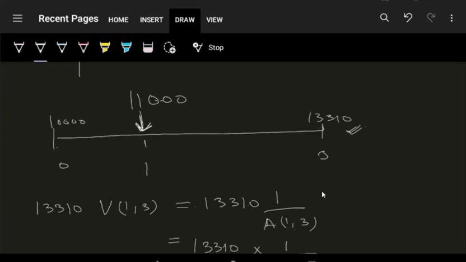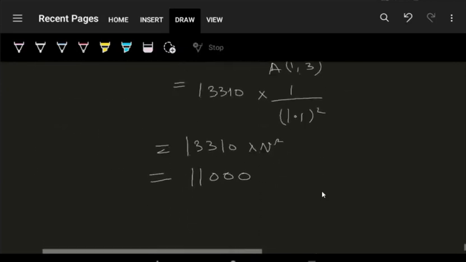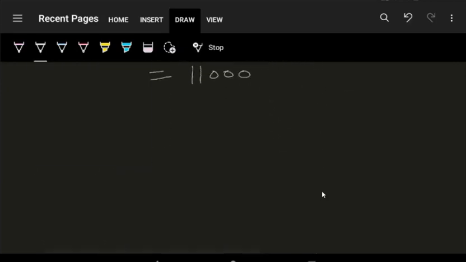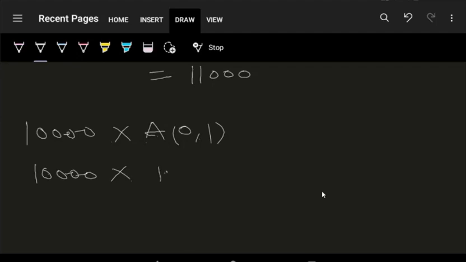Now if you want to calculate the value of the investment by using this initial capital, then you can also do that. For that, I'll write 10,000, that is my amount, into accumulation 0 to 1. And since 0 to 1 is only one time period, I will only use 1.1 to the power 1 and it will come to be the same.